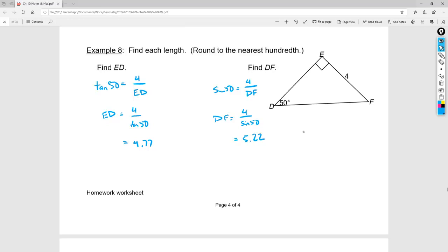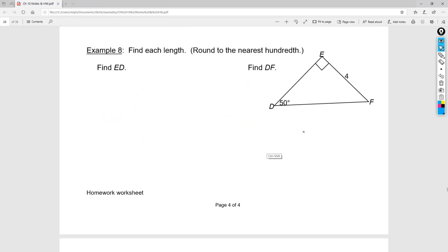Just a quick note, if it's not immediately obvious to you where your hypotenuse is, always keep in mind that your hypotenuse is opposite the largest angle. And for a right triangle, that will be the right angle. So your hypotenuse will always be opposite E, or wherever the right angle is. So I need a relationship between 50 degrees and 4. For ED, I set up tangent of 50, solved to get 4.77. For DF, I set up sine of 50 and was able to solve and get 5.22.